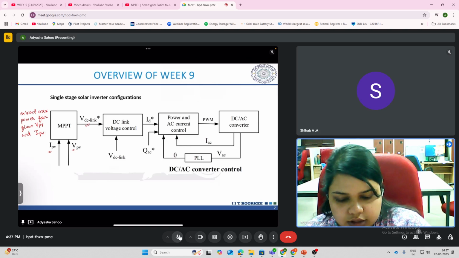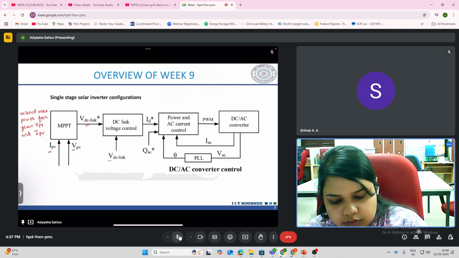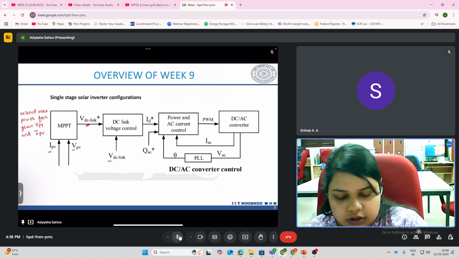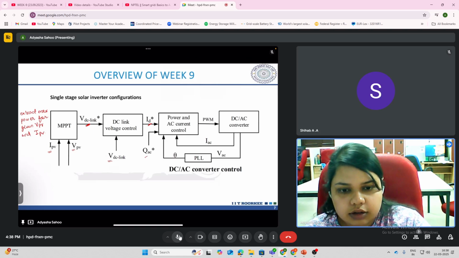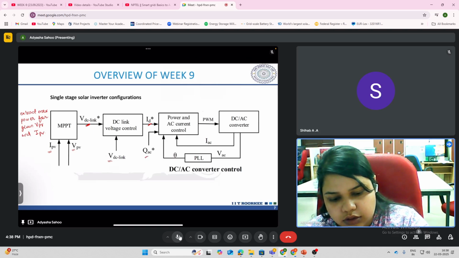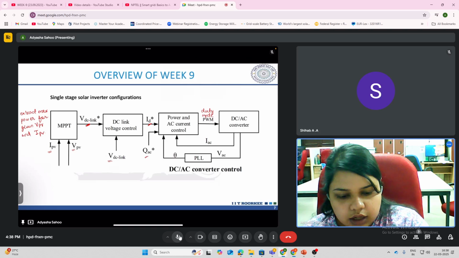Now, using this voltage sensor, you sense the actual DC link voltage, and then you calculate, depending upon the MPPT DC link reference signal and the actual DC link voltage available, what should be the current reference signals, this ID star and this Q AC star. They are then fed into the AC control block. This then will generate the PWM pulses or the duty cycle for the inverter.